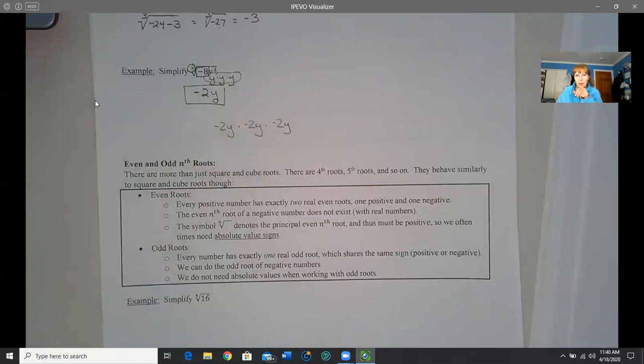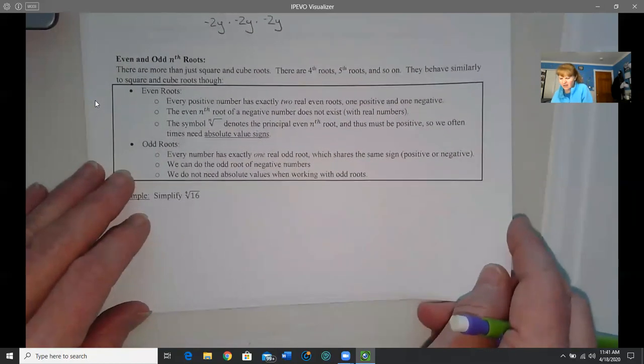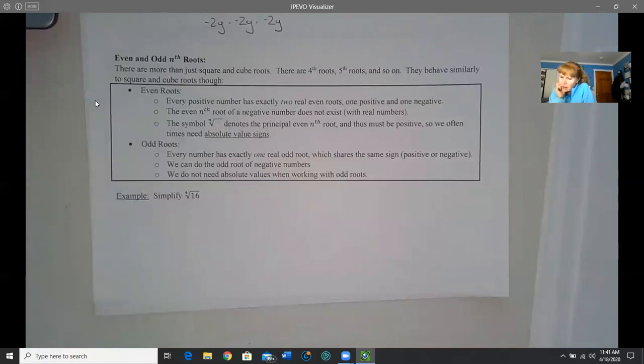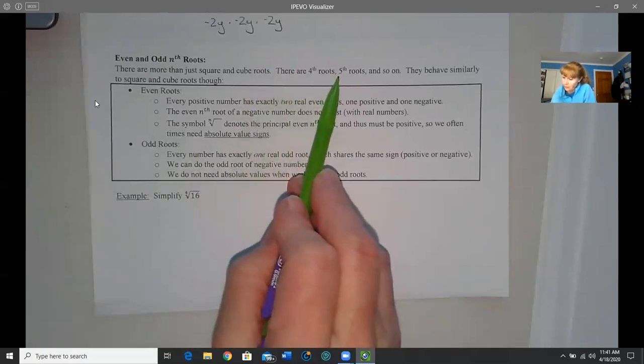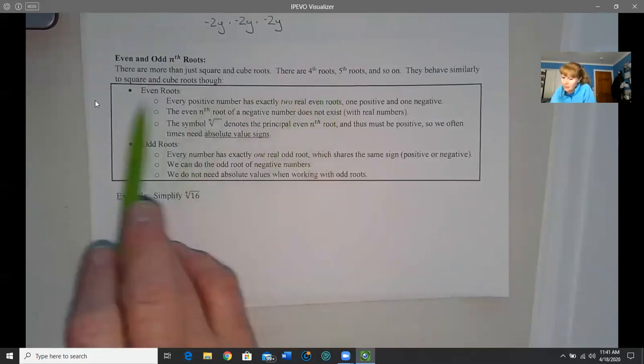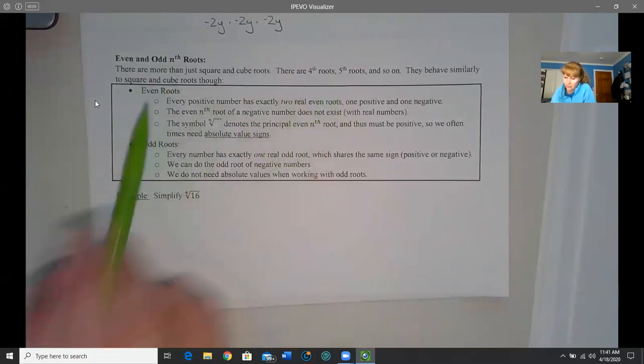Now, this kind of explains what I was talking about, whether it's an even index or an odd one, and they're calling it nth root. This box explains that. So let's go ahead and talk about even and odd nth roots. Like you have the 3rd root, the cube root, the 4th root, the 5th root, the 6th root. There are more than just square and cube roots. There are 4th roots, 5th roots, and so on. They behave similarly to the square roots and the cube roots.